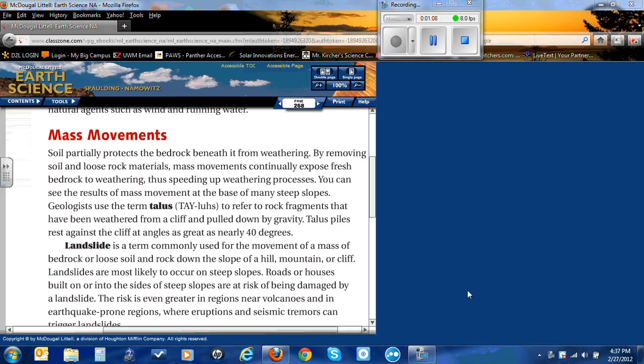Geologists use the term talus to refer to rock fragments that have been weathered from a cliff and pulled down by gravity. Talus piles rest against the cliff at angles as great as nearly 40 degrees. Landslide is a term commonly used for the movement of a mass of bedrock or loose soil and rock down a slope of a hill, mountain, or cliff.